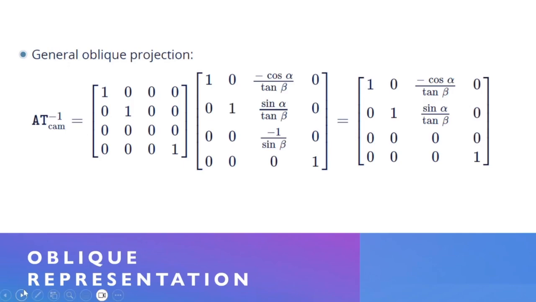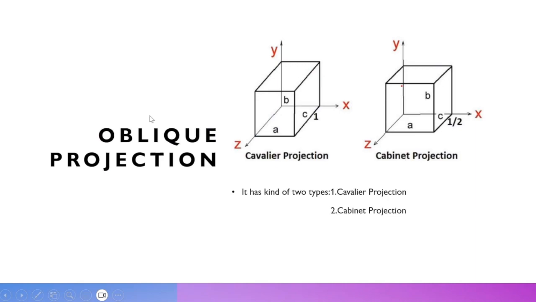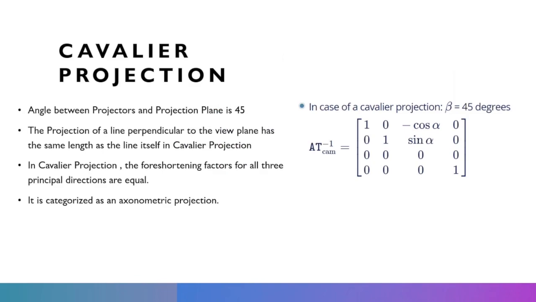Now I'm explaining the types of oblique projection. Basically it is divided into two projections: the cavalier projection and the cabinet projection. In the cavalier projection, the size is not reduced; it remains the same from 3D to 2D. But in the cabinet projection, when we convert, the size is reduced to half. So we call them the cavalier and the cabinet projection.